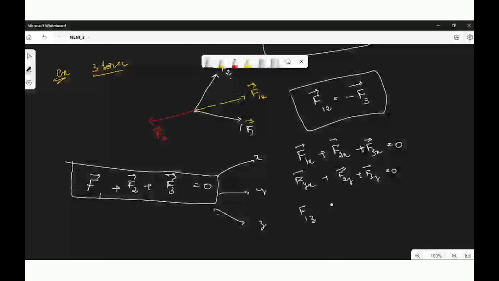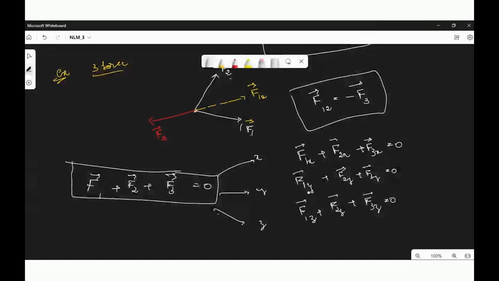F1z, F2z, F3z is equal to 0. So that's how you can check for equilibrium of a particle. Here is one problem which shows what type of such problems can be there.